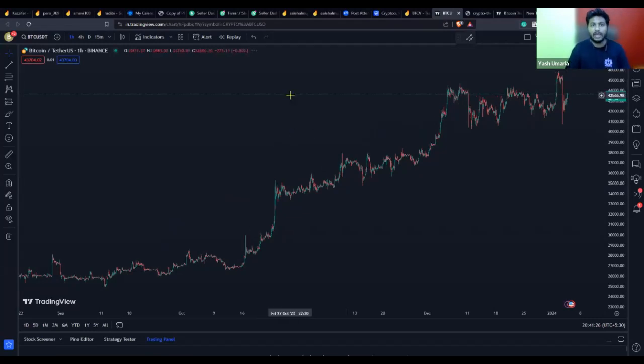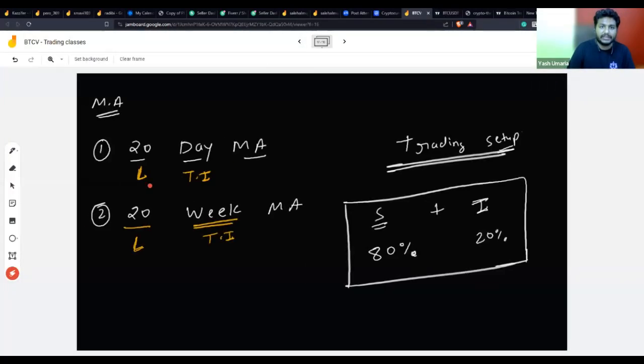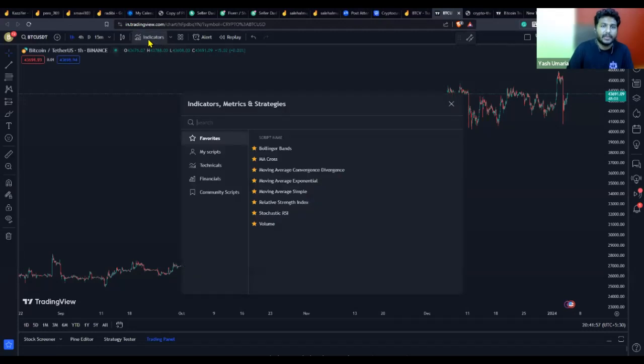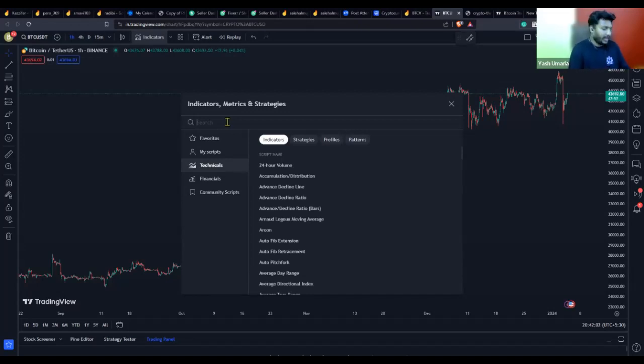Now I will show you how to put an indicator. I think I have already mentioned this in the previous class, but again, let me revise it. How to put a 20-day moving average? What we need is a 20-day moving average. 20 is the length, day is the time interval. Two variables: length and time interval. So I can simply click on indicators. If I click on indicators, then I should go to technicals. From here, I should write moving average.